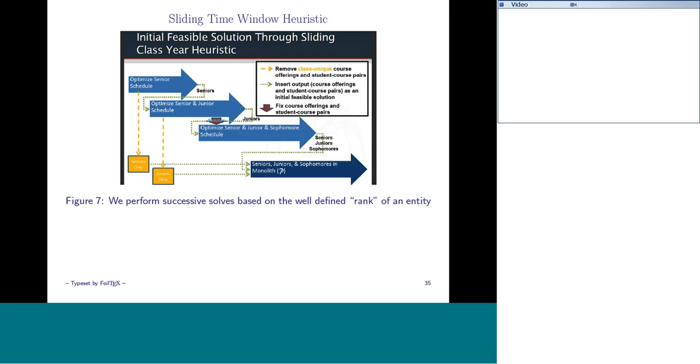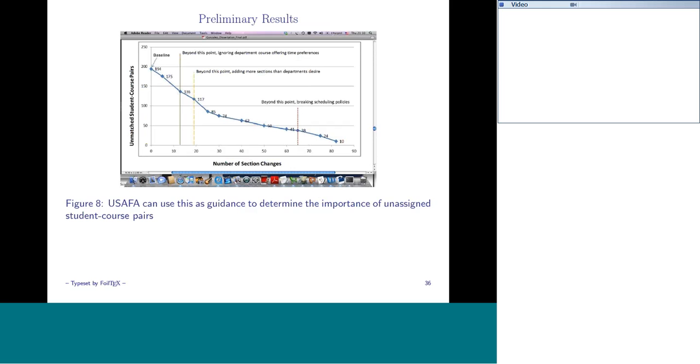But one thing that he did that I thought was very instructive is he's able to generate the number of section changes on the x-axis and the unmatched student course pairs on the y-axis, and really show the academy, if you want to get this number of unmatched student course pairs down to a negligible number, you're going to need to add more sections or change sections, and that may or may not be within your purview.